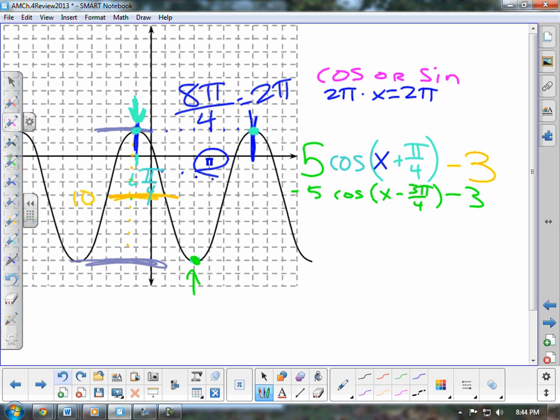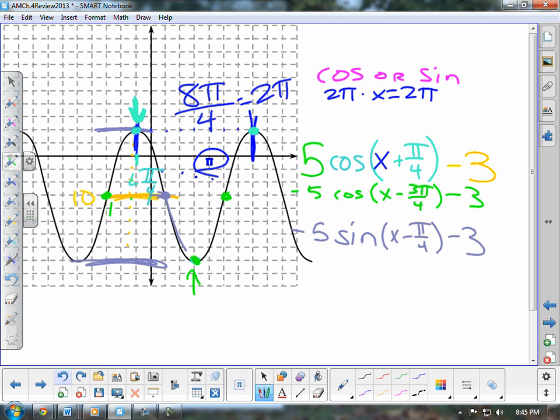Now then, if you choose the sine function instead, sine starts in the middle, and if we use that point, then again it would be a -5 because it's going down first. And it's shifted to the right, pi over 4, so it would be x minus pi over 4 and minus 3. If you didn't want to have a negative amplitude, you would use that point or that one.